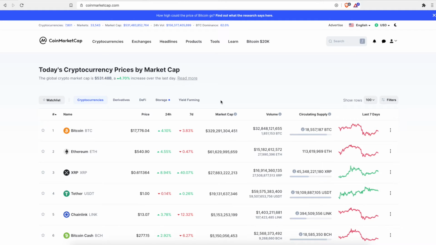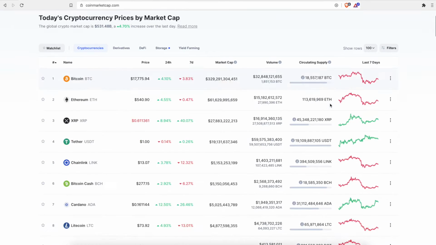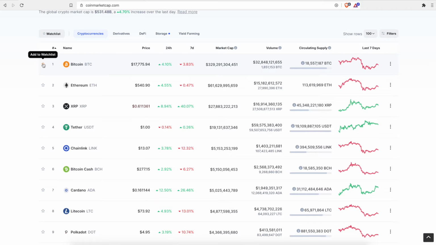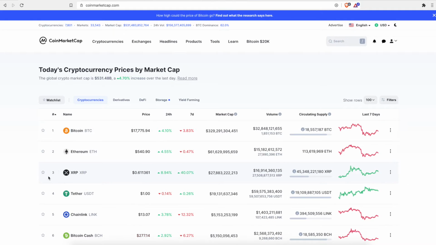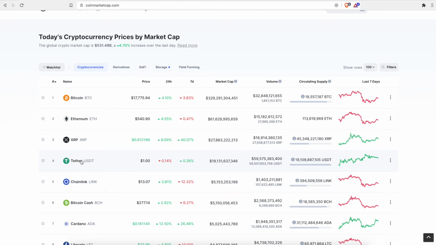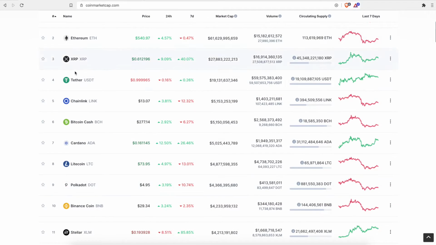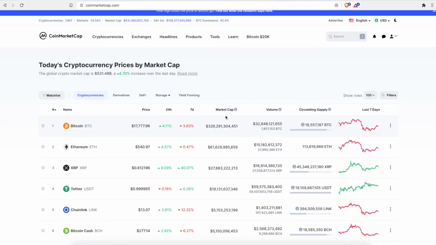But again, let's dive into the video, and we're going to take a look at CoinMarketCap. So on CoinMarketCap, it has the same feature. You can add it to your watch list, Ethereum, XRP, etc., Tether. These basically go from the, I guess, highest market cap to the least. Bitcoin's obviously the first, almost 6 times what Ethereum's is.